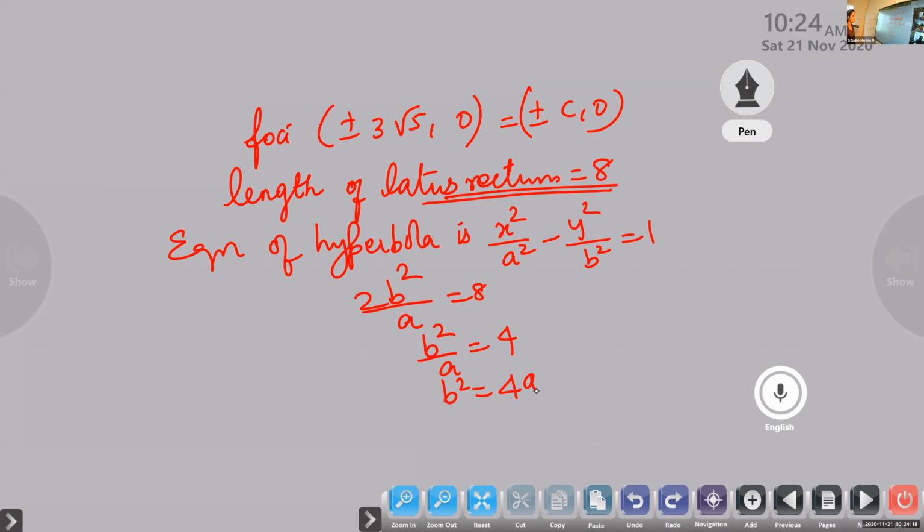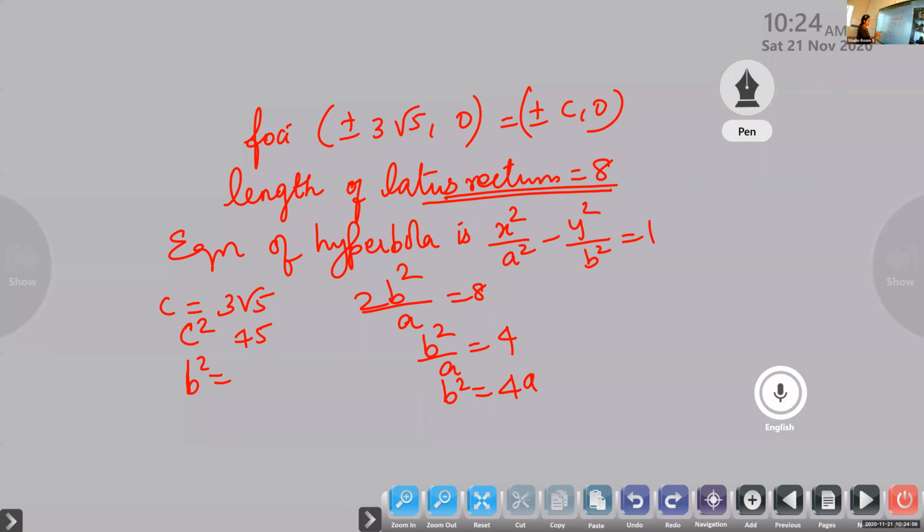c is given, isn't it? What is c? c is 3 root 5. So what is c square? Is it 45? Now how to find? Yes, Atul. b square is equal to c square minus a square. Very good. So b square we can replace with 4a, and c square is 45, isn't it?